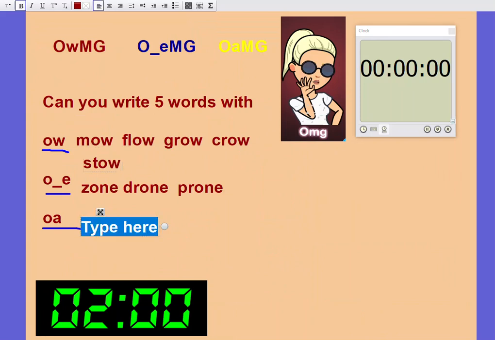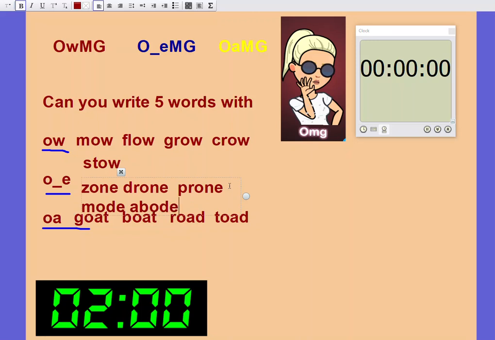Okay, so OA, making the O sound. These are your first ones that you learned, like goat, boat, and then you've got road, toad. These are all the original ones that you learned. In here you could have had mode, abode. That's what we call our houses sometimes, an abode. Okay, there we go. Goat, boat, road, toad, coat, float. These are all words with the OA sound.